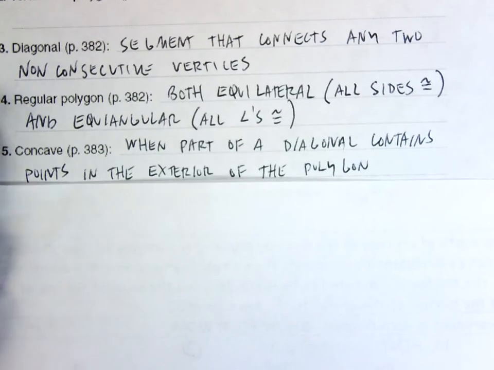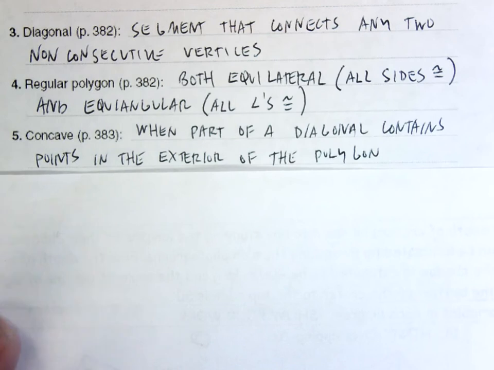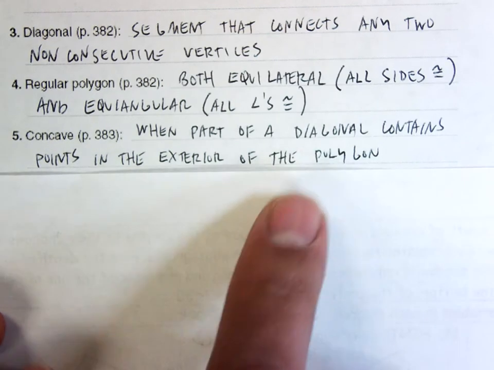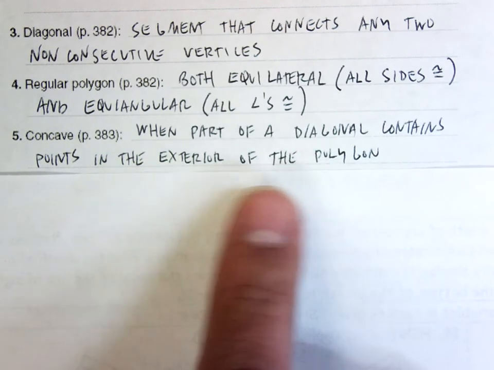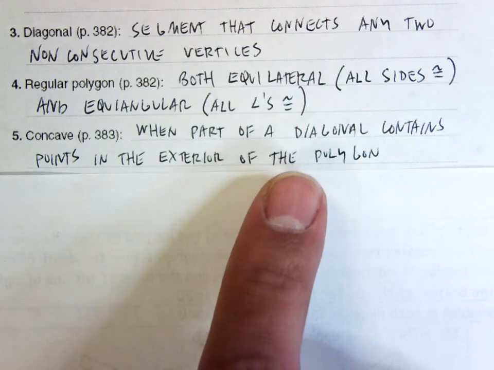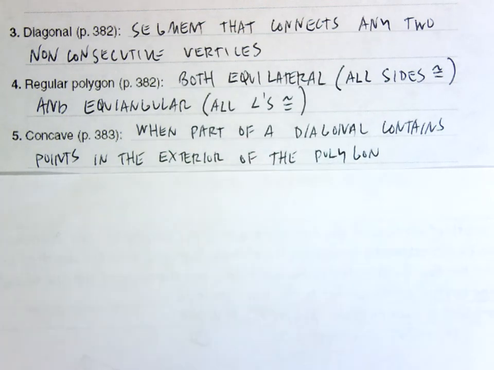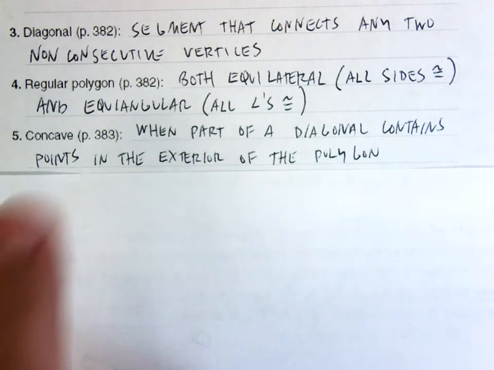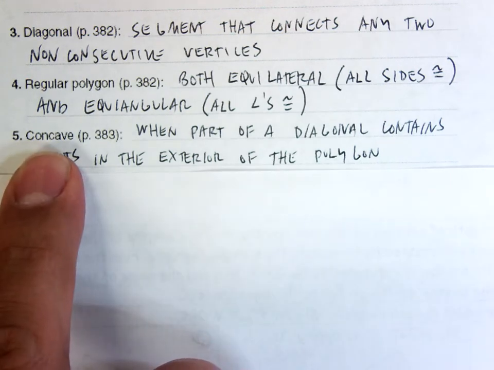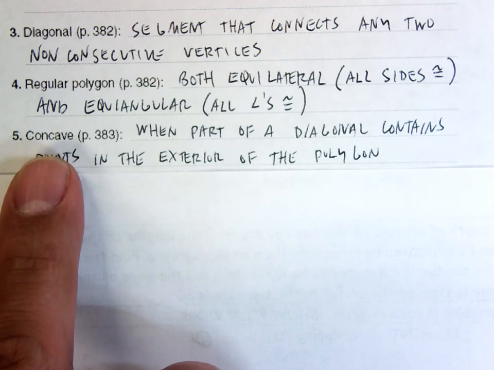Okay, concave. What does it mean for a polygon to be concave? It says when part of a diagonal contains points in the exterior of the polygon. All that means, so let's say I try drawing in the diagonals of my polygon. If I draw in a diagonal and any part of that diagonal lies outside of the polygon, it is concave. So we'll do examples in class. Think about what that means.